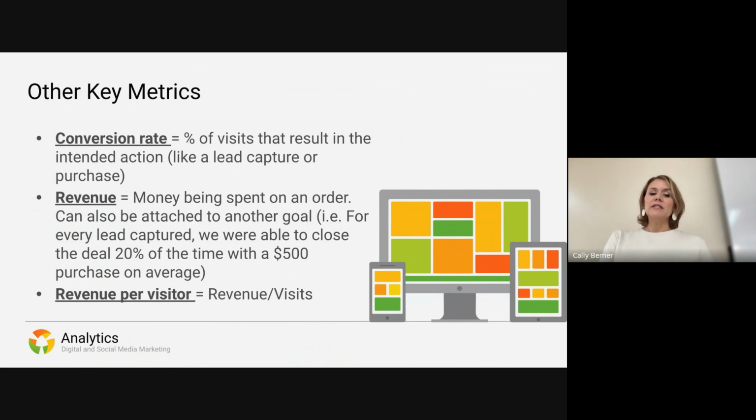That would just be taking the amount of revenue that you've earned through your website divided by the number of visits to your website. So these are going to be very key metrics that you're going to want to share with the supervisors in your organization, showing how your website is performing. And if those numbers don't look good, you're going to have some changes to make in your strategy.